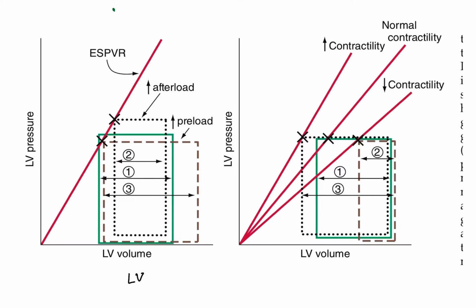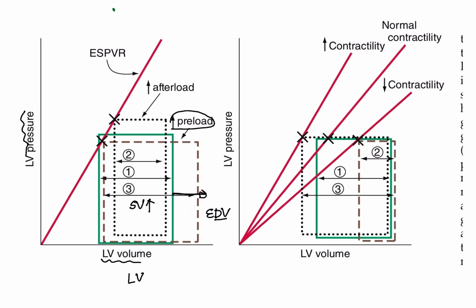So this is a simple pressure volume loop curve. This is left ventricular volume and this is left ventricular pressure. Okay, let me discuss one by one. When there is an increase in the preload, what is increased? It is called end diastolic volume. So when end diastolic volume increases, we can see stroke volume will also increase.